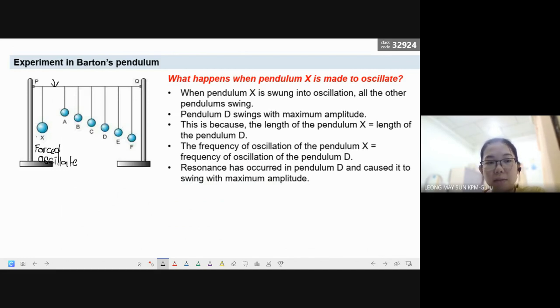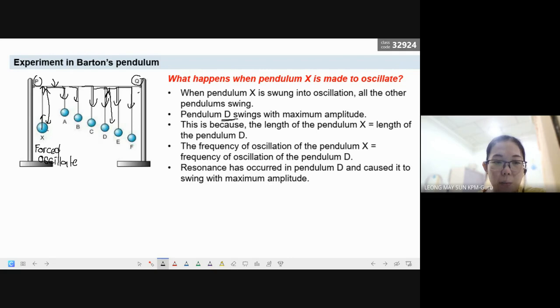So when X starts to swing, it will oscillate, and when it oscillates, it will cause the rest of the pendulums to oscillate as well. Why? Because they are connected to the line of PQ. So when X is being forced to oscillate, it will transfer the energy up to PQ, and then transfer part of its energy down to every single pendulum. When all the other pendulums start to swing, one particular pendulum will swing with maximum amplitude, which is pendulum D. Why pendulum D? The main reason is that pendulum D has the same length as pendulum X.